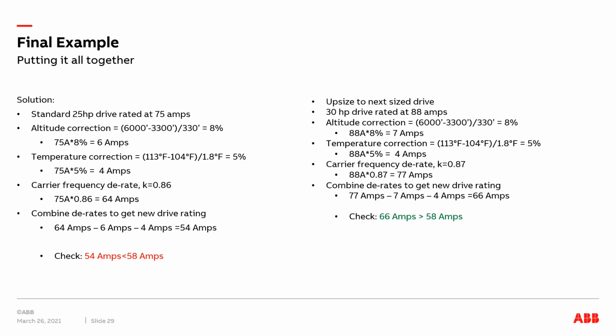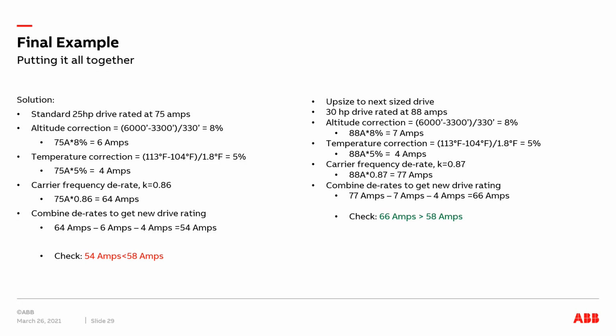Next, we'll do our carrier frequency, and we'll notice that for a 30 horsepower drive, the K factor is 0.87. So again, it is important to check your manual to see what the K factor is for each drive. So 0.87 times 88 gives us 77 amps, and that is our new maximum output that the drive can provide.